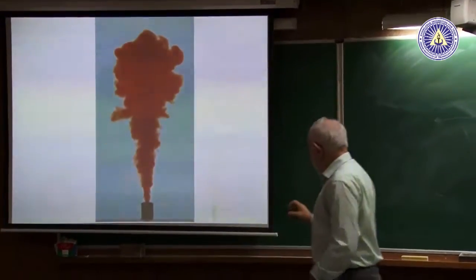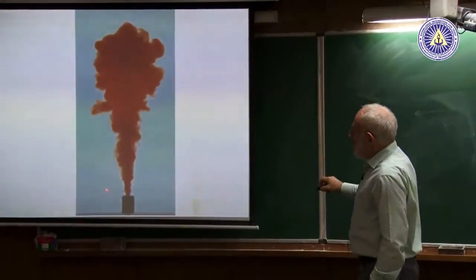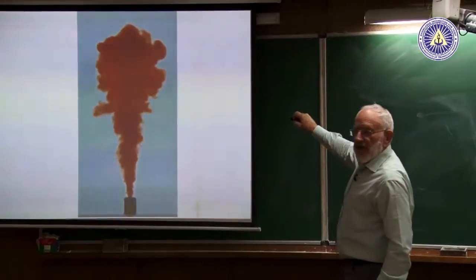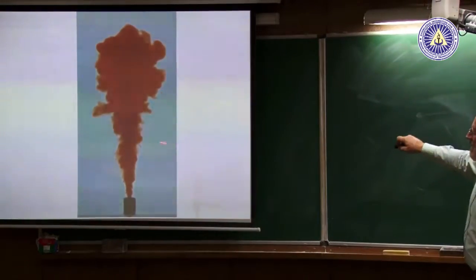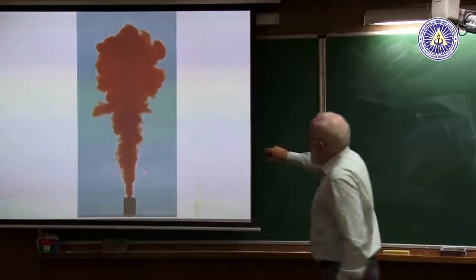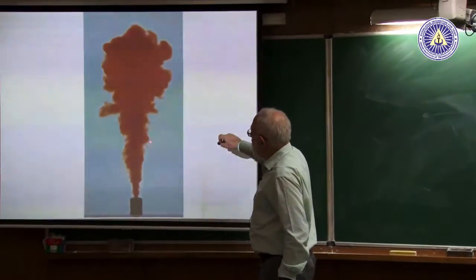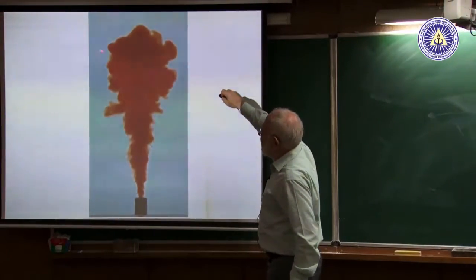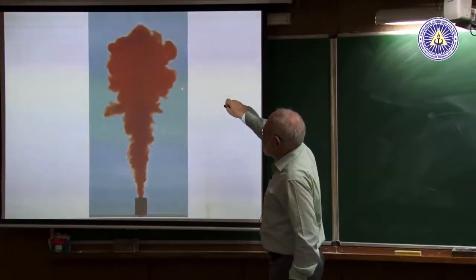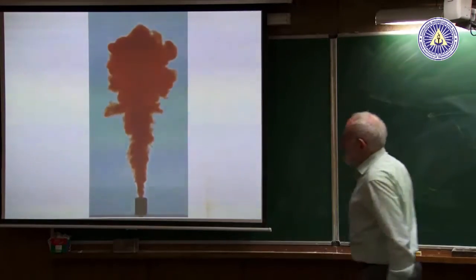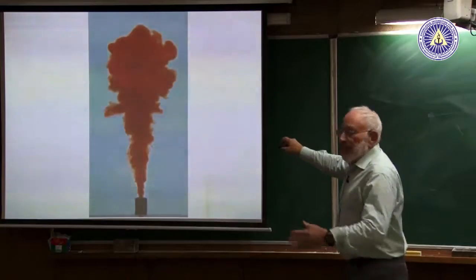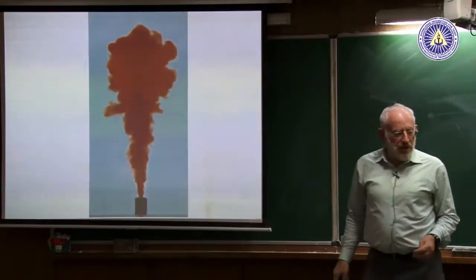Here's now an example of a plume in the laboratory. It's dyed red. It's less dense than the environment, and you can see here more clearly how it grows in horizontal scale as it goes up. And here again, you can imagine it's turbulent.